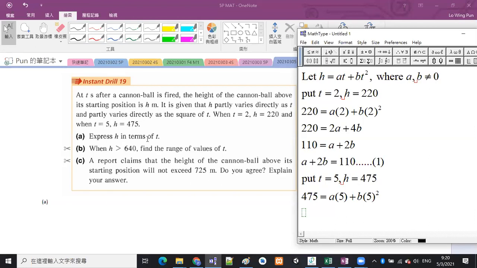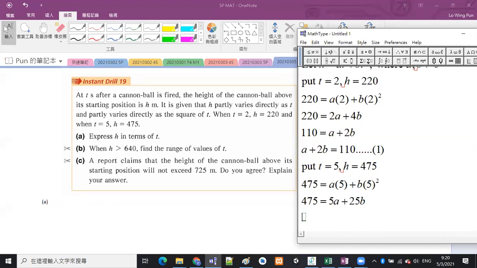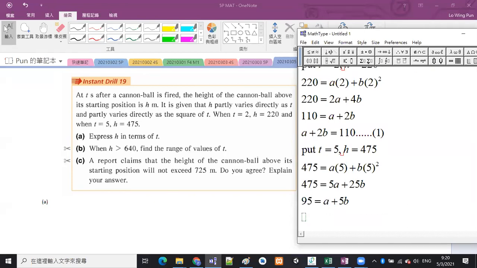And then the second group of numbers is t equals 5 and h equals 475. So put into the equation and then simplify each term and cancel out the common factor 5. Okay, it should be 95. It's equal to a plus 5b. Put the unknowns on the left and the numbers on the right and label this equation 2.